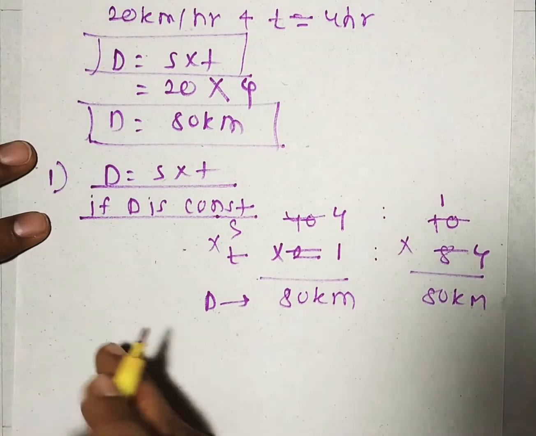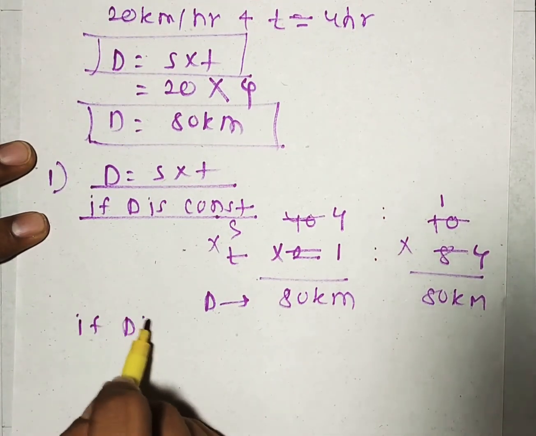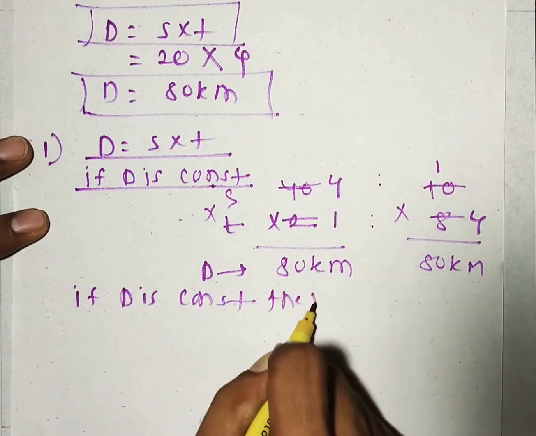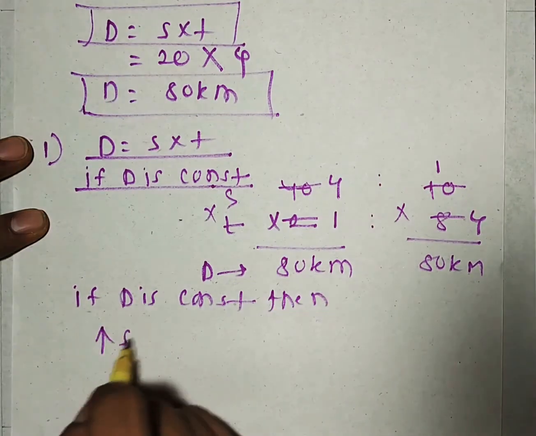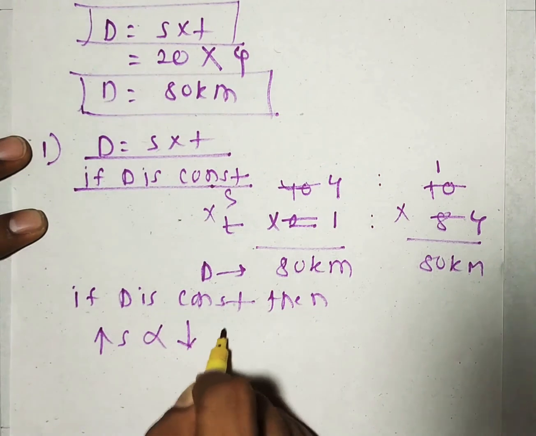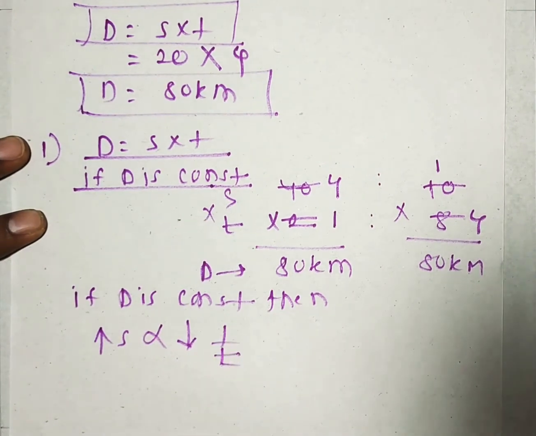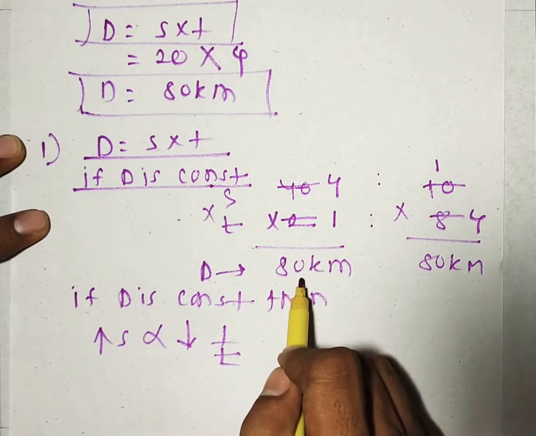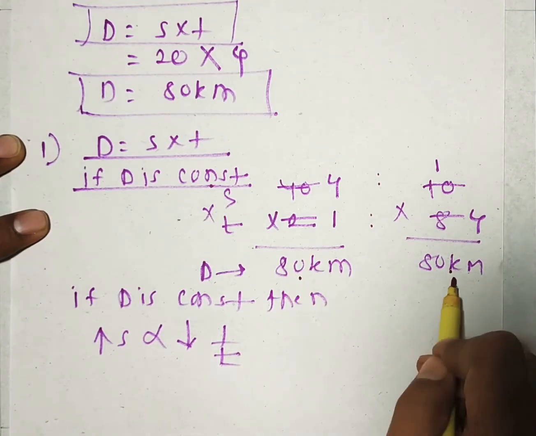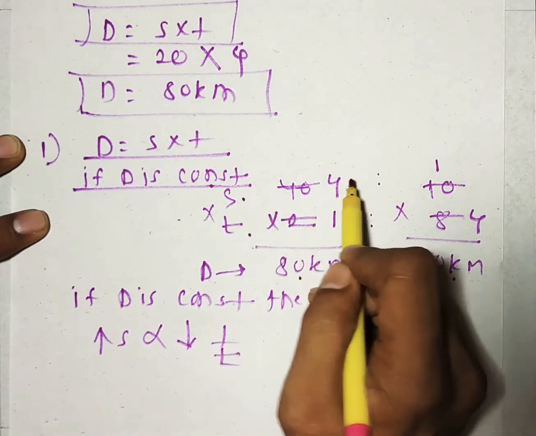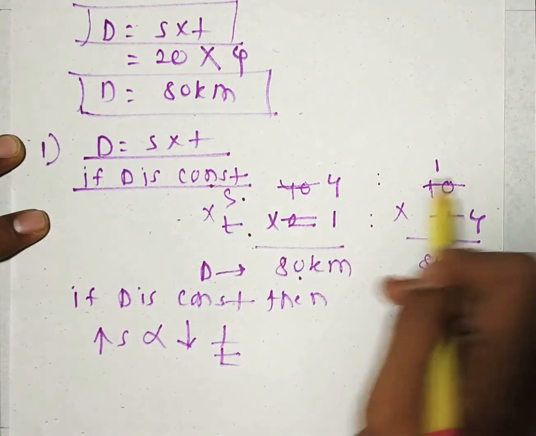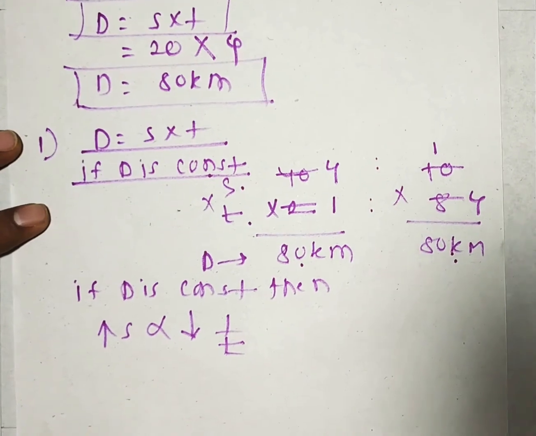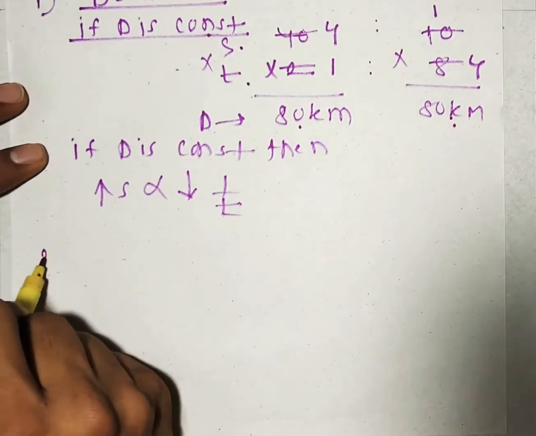From this, we came to know that if distance is constant, then speed is inversely proportional to time. We have proved it here. Distance is constant, then speed and time are inversely proportional. If speed is 4:1, then time is 1:4. This is the first case. Now let's see the second case.